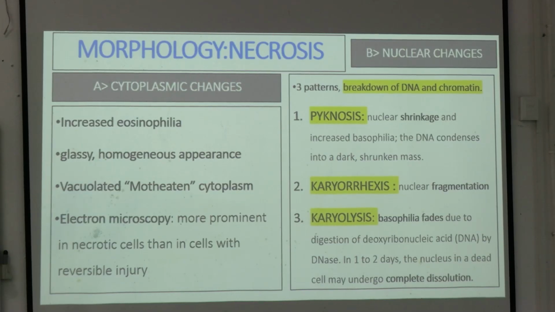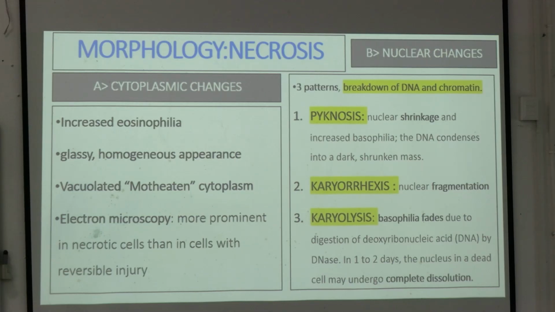সাইটোপ্লাজমে কী হবে? Increased eosinophilia, the cell will have a glassy homogenous appearance often called as hyaline change, লালচে হয়ে যাবে সেলটা। There will be vacuolated moth-eaten cytoplasm. Electron microscopy, the reversible injury, the features I have said, it is the same but it is much more pronounced.